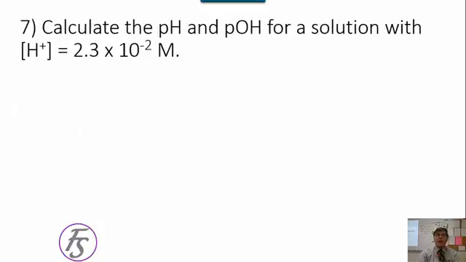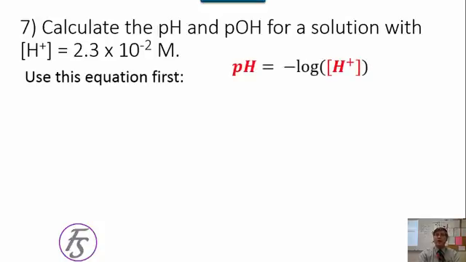Number 7, calculate the pH and pOH for a solution with a hydrogen ion concentration of 2.3 times 10 to the negative 2 molar. So we're going to look at our pH square, and you'll see that if we want to go from hydrogen ion concentration, we go straight up to pH. So we need this equation. pH is equal to the negative log of the hydrogen ion concentration.